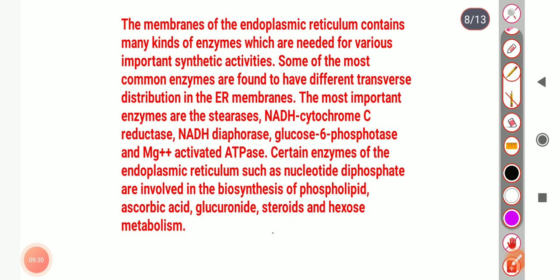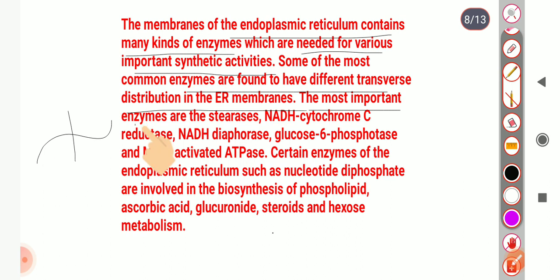Next, the membrane of the endoplasmic reticulum contains many kinds of enzymes which are needed for various important synthetic activities. Means the endoplasmic reticulum contains necessary enzymes which are necessary for synthetic activity. Some of the most common enzymes are found by different transverse distribution of the endoplasmic reticulum. Transverse means these are transverse distribution.